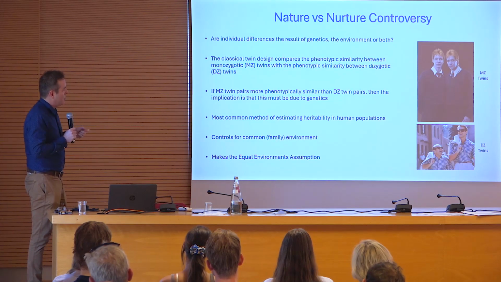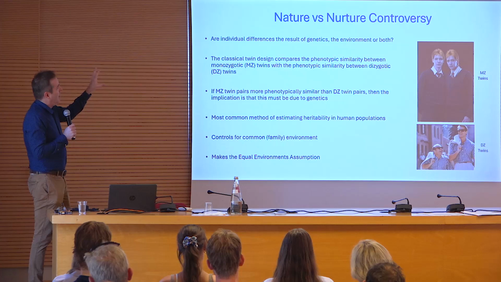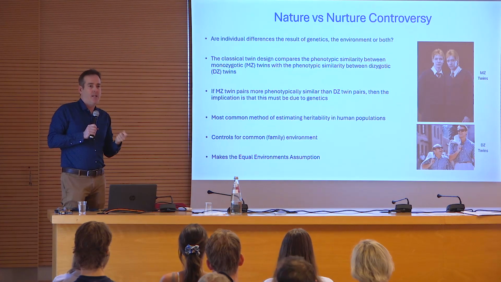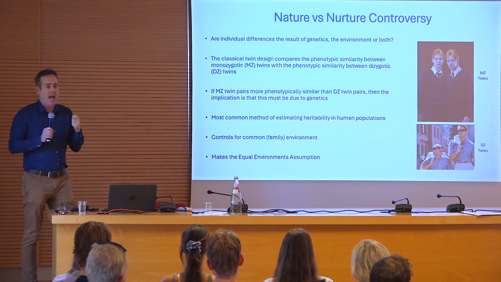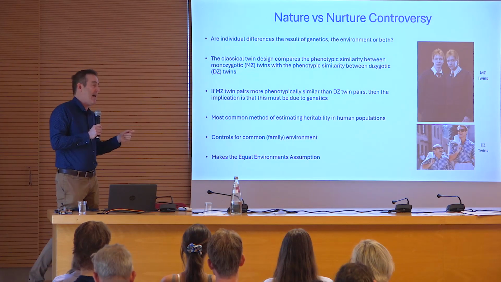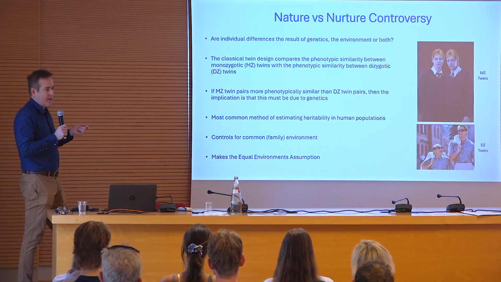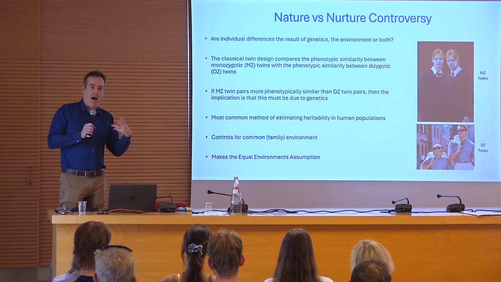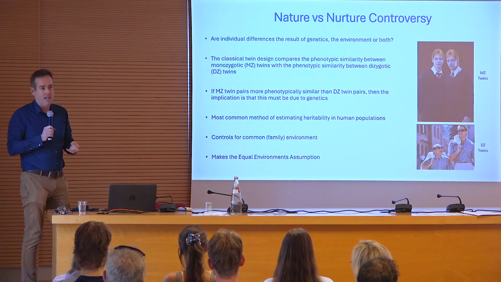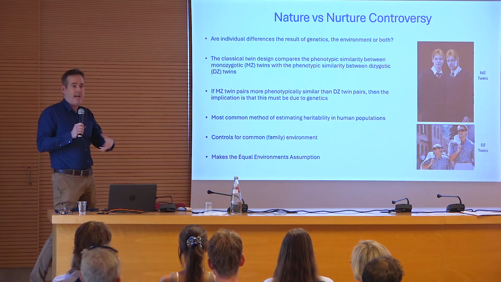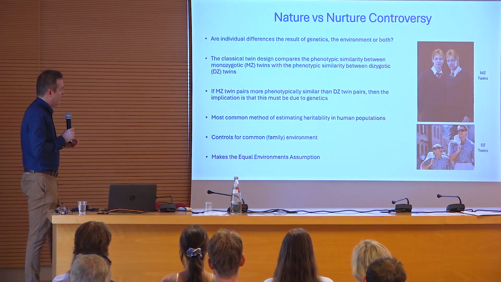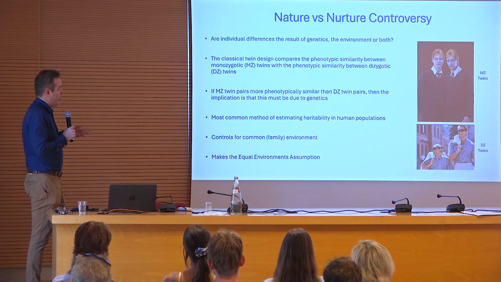One of the main tools that geneticists used to work out what was going on was the classical twin design. Here you compare the phenotypic similarity between MZ twins, monozygotic twins, who are genetically identical, with the similarity between dizygotic twins, who share, on average, half of their genes. If the MZ pairs are more phenotypically similar, that's evidence that the trait is at least partially genetic, and you can work out the proportions of genes and environment. It's a very common method for estimating heritability in humans.